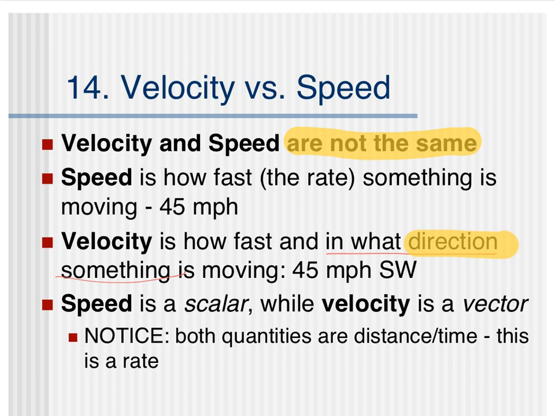Both quantities, though, really measure rate. Okay, both measure how fast something's going. Like we said, the only difference is that direction piece. So both are measured in units of distance over time, meters per second, miles per hour, whatever.